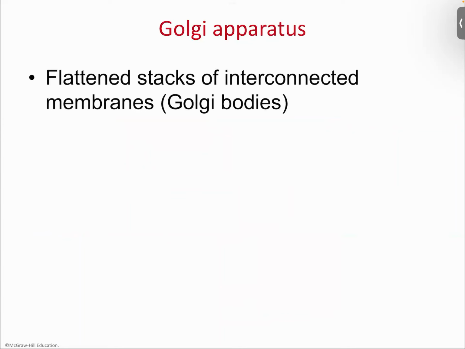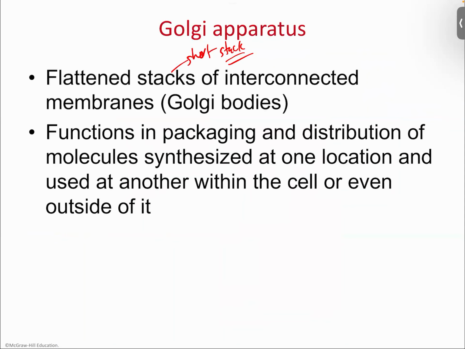So the Golgi, similar to the rough ER, is basically a stack of membranes that are interconnected to each other, but they're kind of flat. They kind of look like a short stack, like a little stack of pancakes. And there are going to be two different locations of the Golgi. There's going to be what's called the cis face and the trans face. One's like a loading dock or a receiving dock. The other one's like a shipping dock, where it kind of leaves the Golgi.